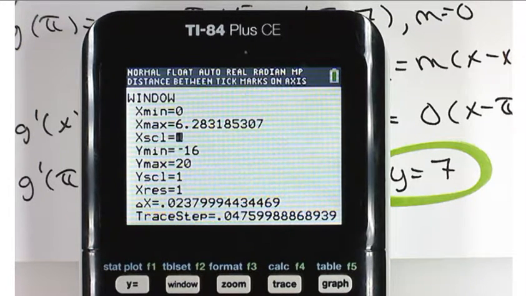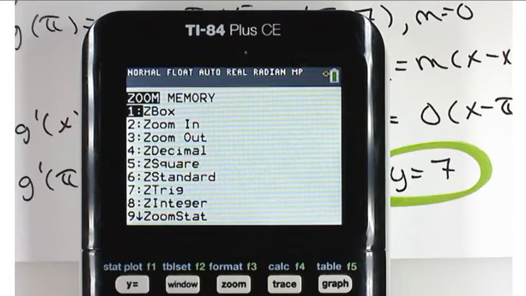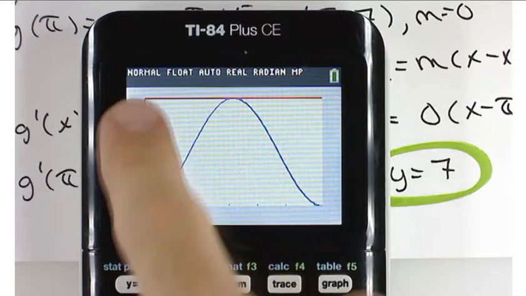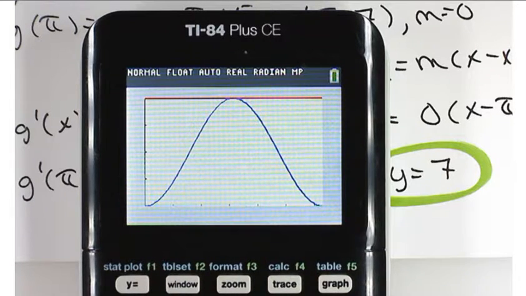How am I going to adjust the graph in the y direction? Yeah, zoom 0. Now, the one annoying thing about it is that sometimes it doesn't give you quite the window that you might want, but it'll work for us here. And you see the tangent line, y equals 7, nice horizontal line, just kisses the top right there at x equals pi. So we're in good shape.